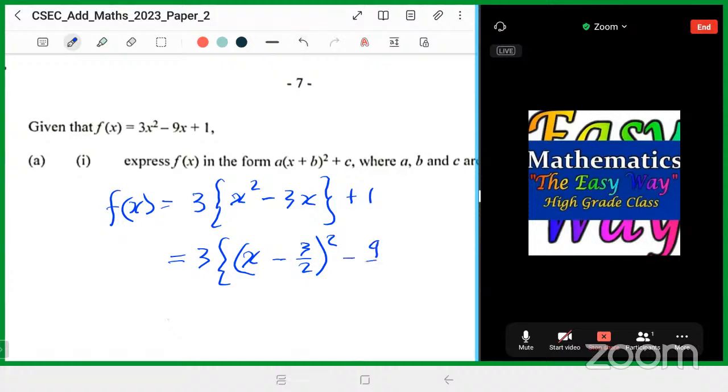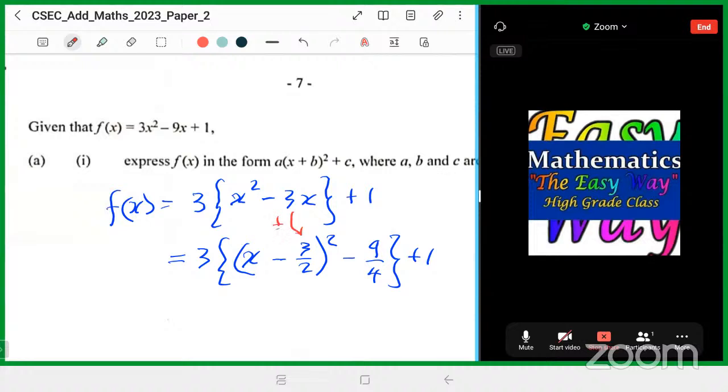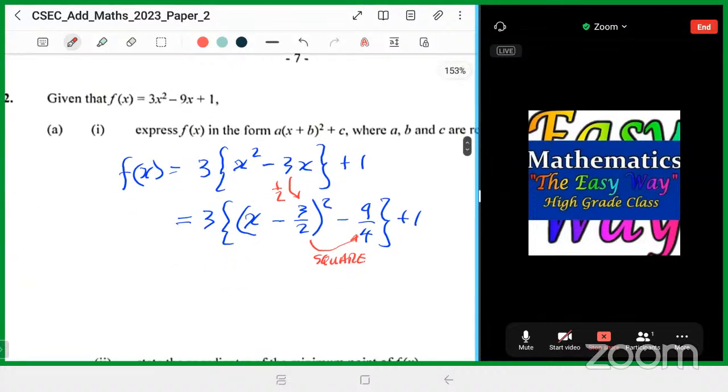That's 9 over 4. What did we do? Close back the bracket, plus back this one. We took half of this here and we subtract the square of that there. That's the process of completing the square. Those are your steps. Nice and easy.